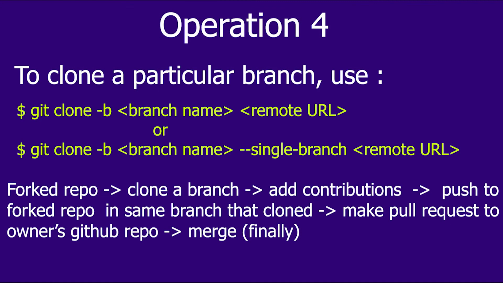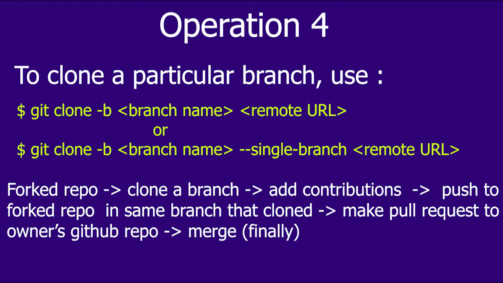Till now, we have learned how to fork, clone, add contributions, and make a pull request in order to transfer a file or a project from one GitHub account to another. Now the fourth operation is very important and generally used. Suppose we want to contribute to a specific branch of a particular repository in open source contribution. For that, we just clone a specific branch from the forked repository.